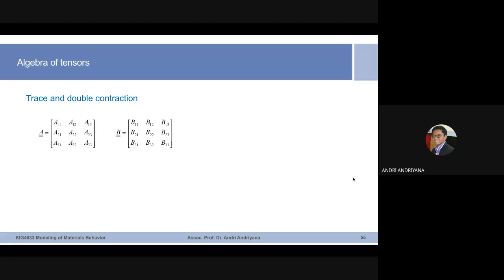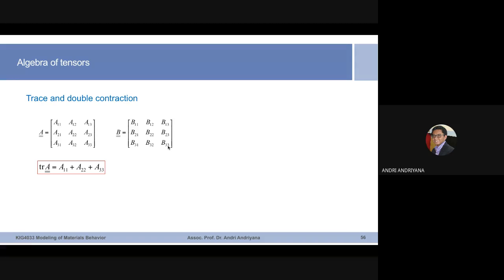What is the trace of a tensor? What is the double contraction of two tensors? So here, for instance, I have two second-order tensors, tensor A and tensor B. The components are given there. If I want to evaluate the trace of tensor A, what does it mean? The trace of tensor A is defined by the sum of the diagonal components, the normal components. So trace A is defined by A11 plus A22 plus A33. This is the definition. If it is the trace of tensor B, it means B11 plus B22 plus B33. We look at the normal components only and we sum up.